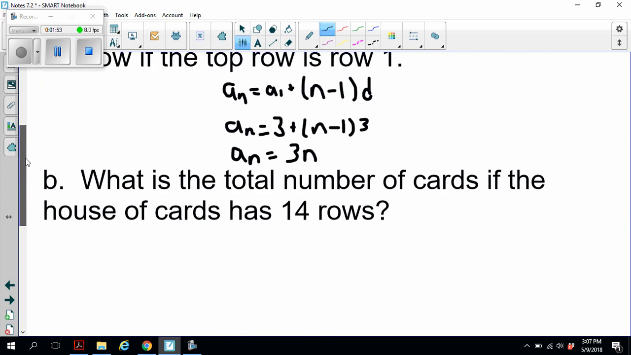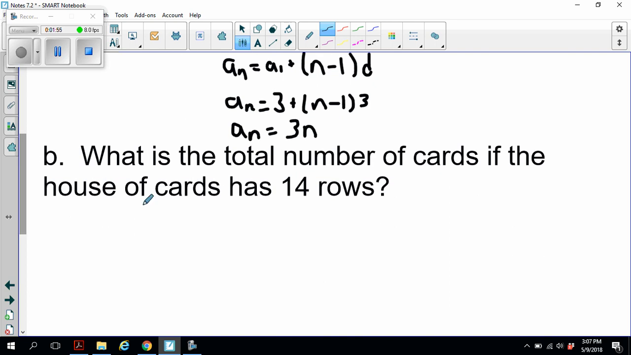Now we're going to move on to part B. For part B, it says, what is the total number of cards if the house of cards has 14 rows? So here, when it says total number, that represents the sum. So we are using the sum formula: S sub n equals n times a sub 1, which remember is our first term, plus a sub n, which is our last term, divided by 2.